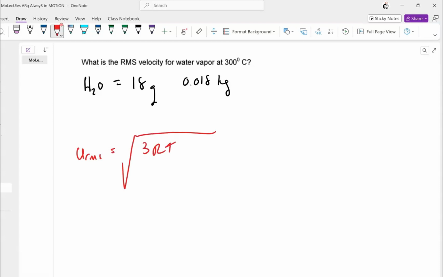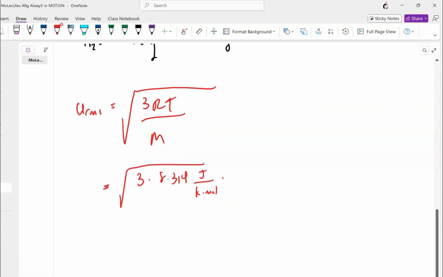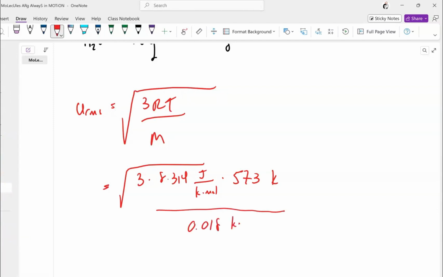The equation we're going to use looks like this: the square root of 3RT over m, which is mass in kilograms. So let's plug everything in. We're going to say 3, and we're going to multiply 8.314 joules over Kelvin moles, and this is telling us at 300 degrees Celsius. So let's get that into kelvins by adding 273, and we're going to divide this by the mass, which we know in kilograms is 0.018 kilograms.